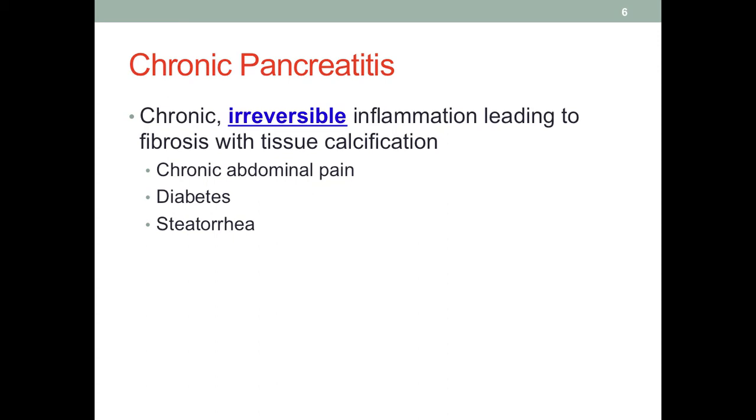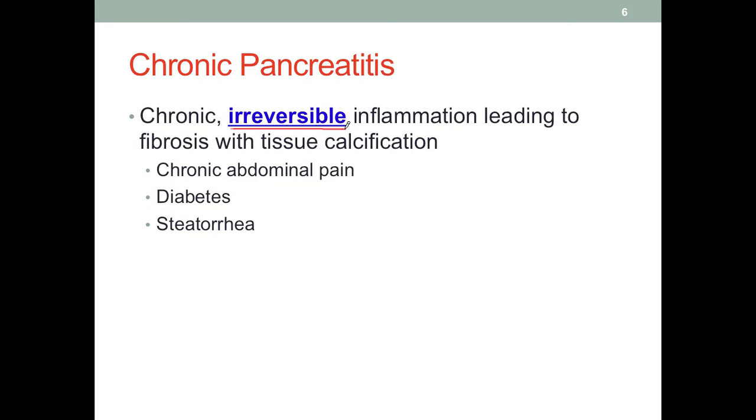When talking about chronic pancreatitis, we should understand that although it is chronic and may not be life-threatening, it is an irreversible condition. It's an irreversible process that can lead to fibrosis with tissue calcification. So the key word here is irreversible. It may be chronic, but once it starts, we cannot go back. Although it may seem harmless, it could damage the normal pancreatic tissue, which could lead to the loss of function, and this would apply to both the exocrine and endocrine functions.